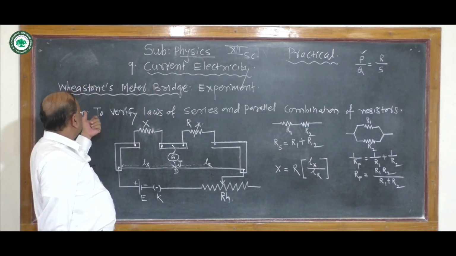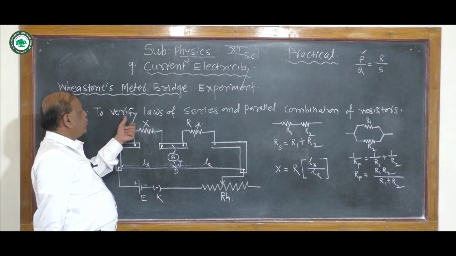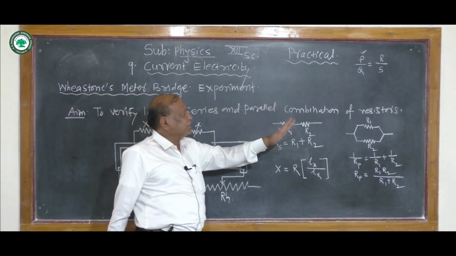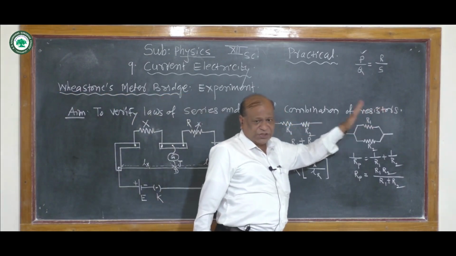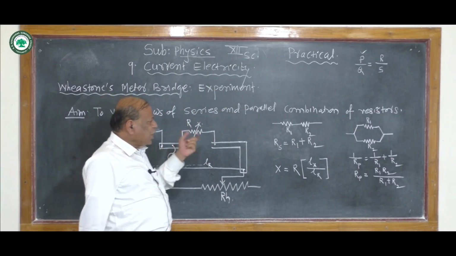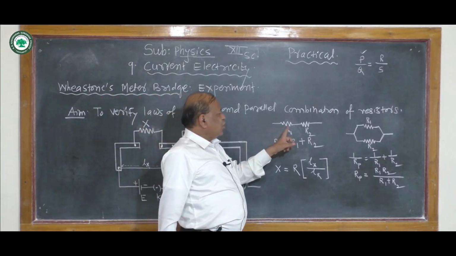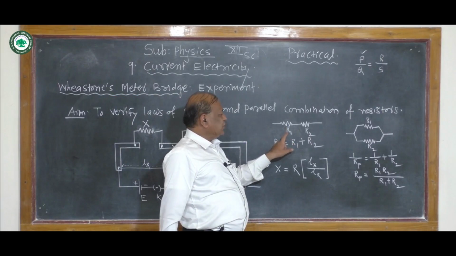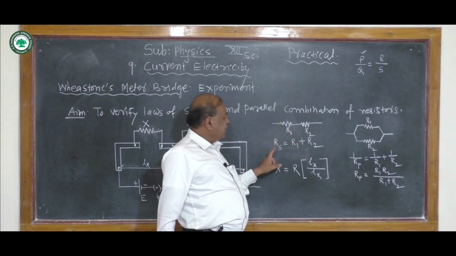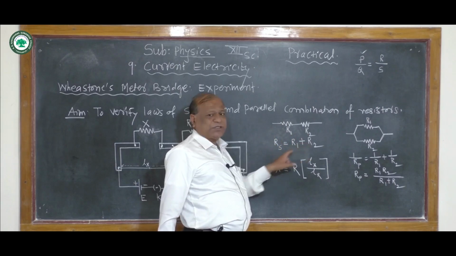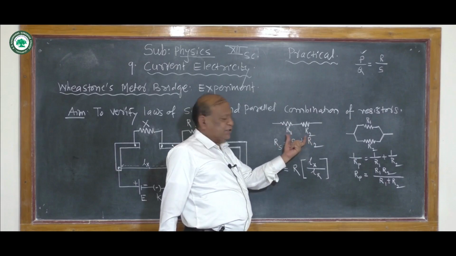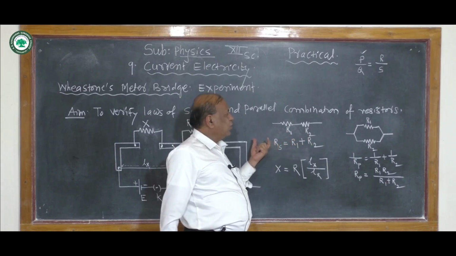Now here, the aim of the experiment is to verify the laws of series and parallel combination of resistors. This is the aim of your experiment. For series combination, these 2 resistors R1 and R2 are connected in series, then their equivalent resistance is R1 plus R2. Hence there is an increase in resistance for this equivalent value.